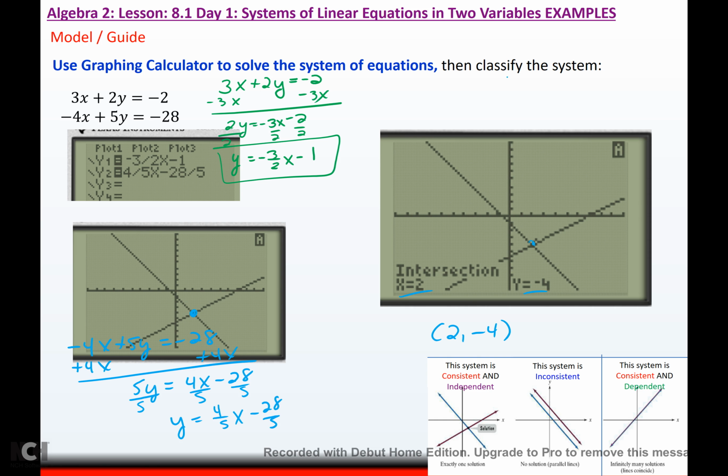And I am so sorry, I keep forgetting to classify the system. Since there is one intersection point, that makes this system consistent and independent. And I'm very sorry I forgot to do that on all the rest of them. But your chart is right here to classify it. One solution is consistent and independent. Parallel means no solution. Same line means infinitely many.